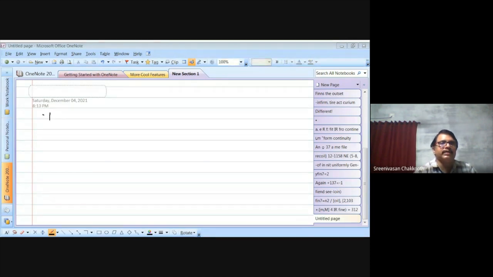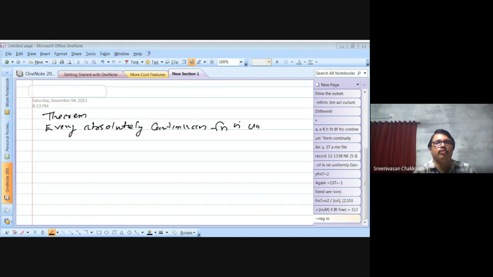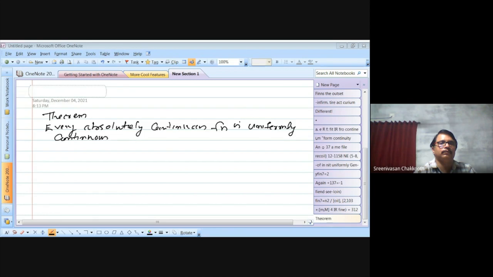An easy observation. Every absolutely continuous function is uniformly continuous. How can we prove this?